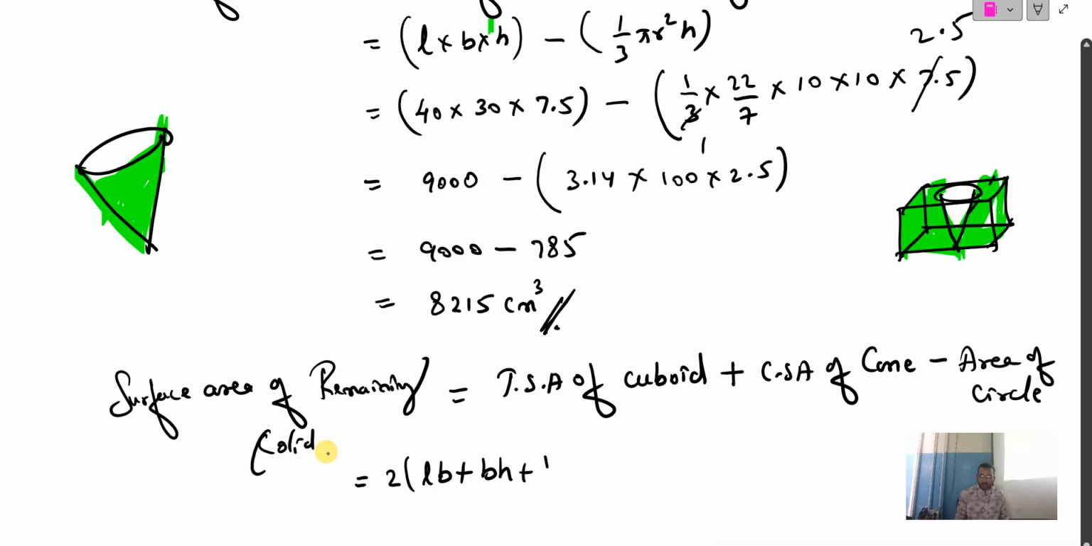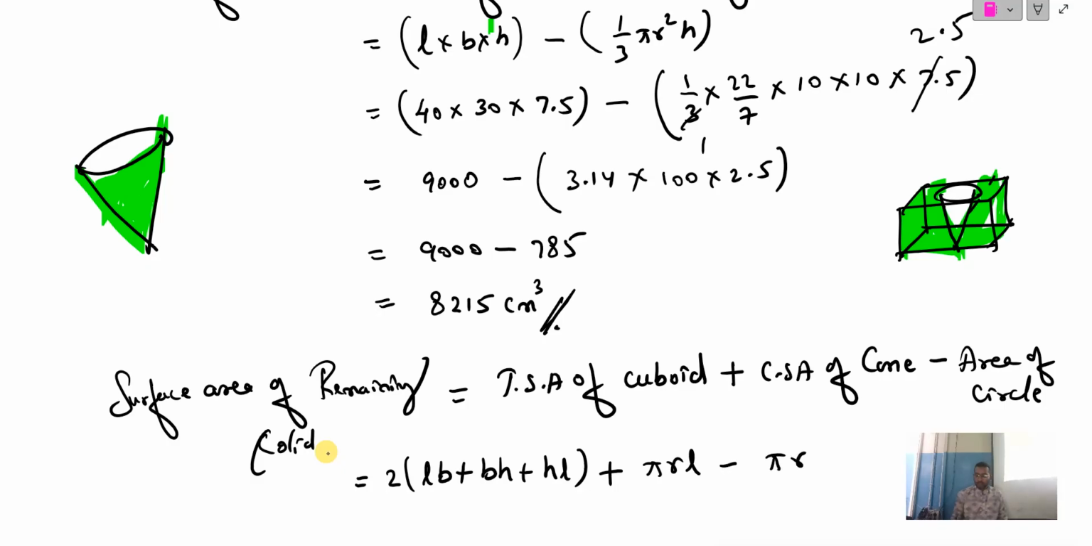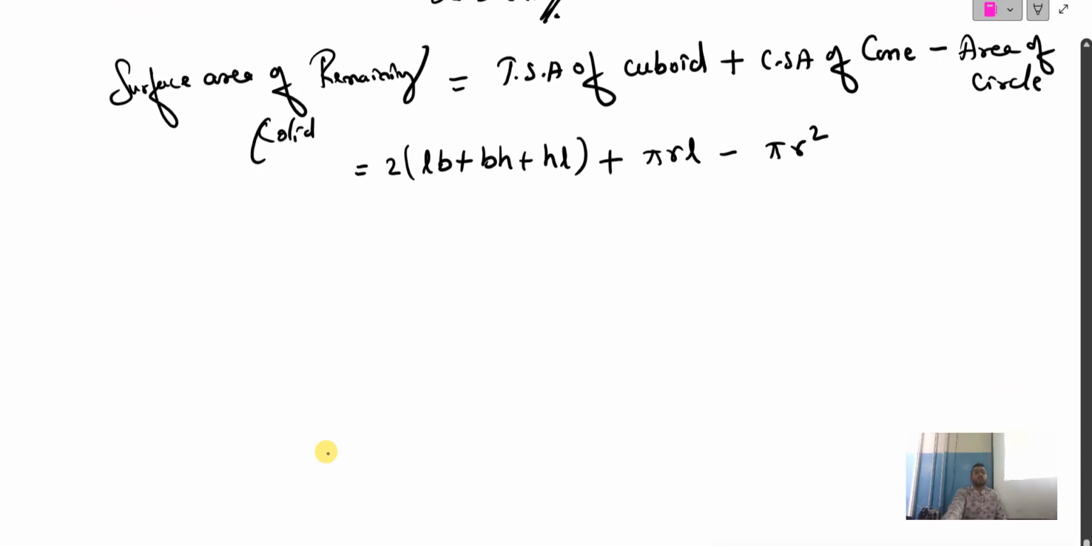In this, can we take pi r common? Can we take pi r common? Because area of circle and area of cone, it remains the same. If we take pi r common, what is left out? L minus 1 time of r.